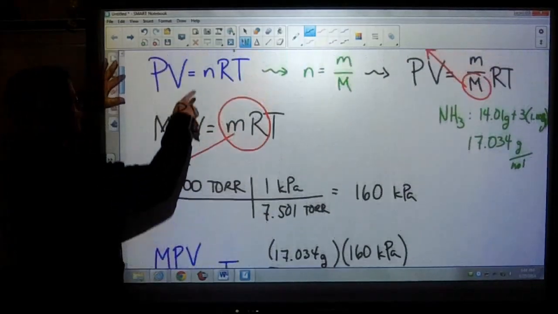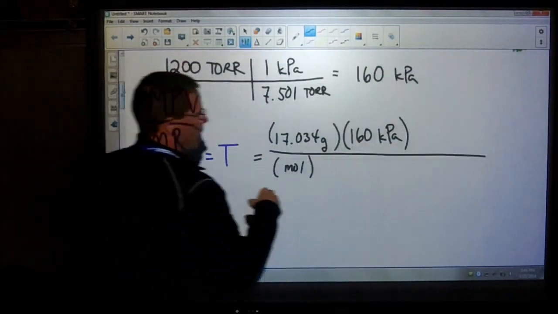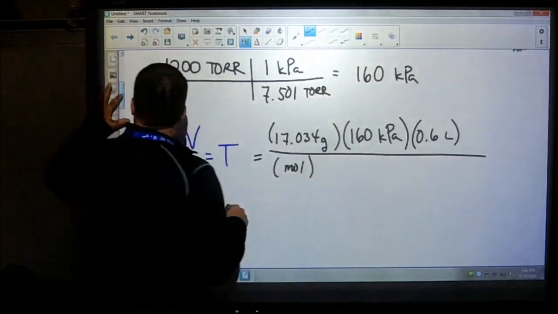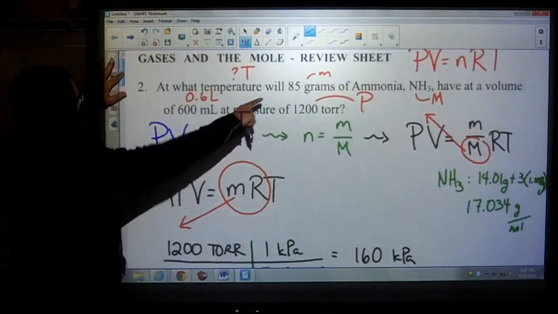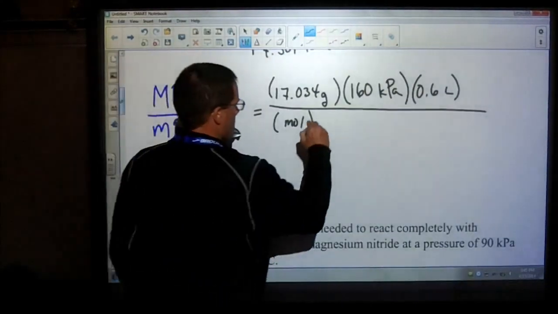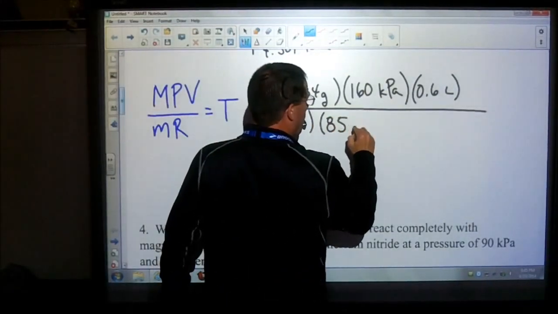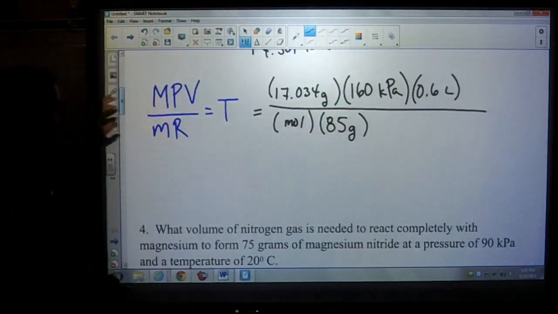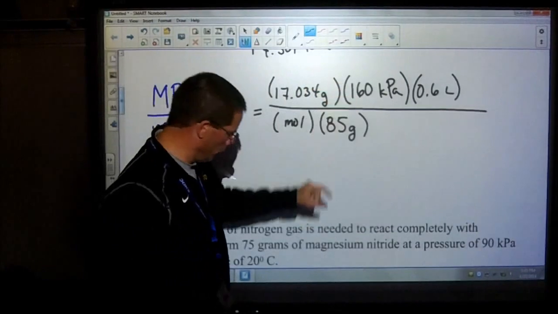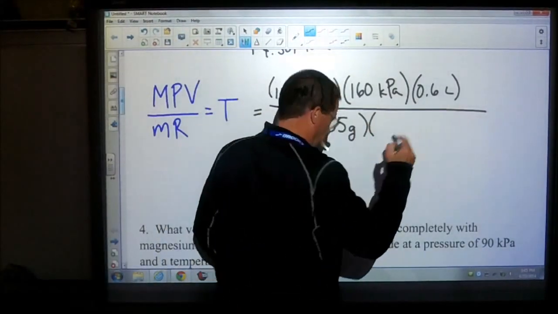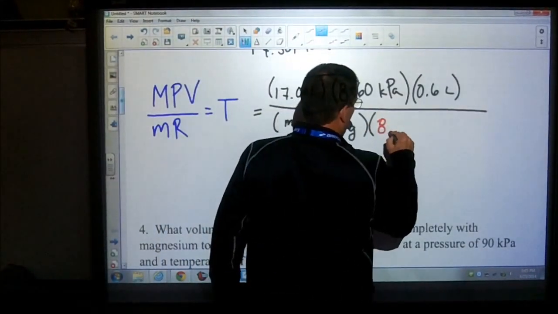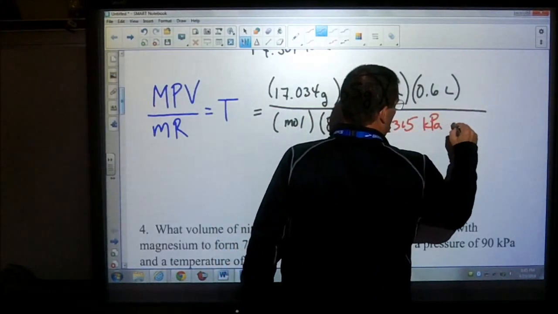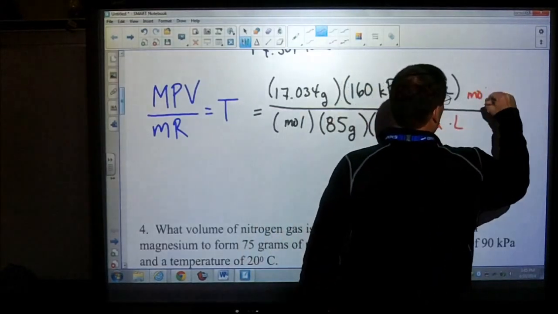The volume we said was 0.6 liters. The mass for this sample is 85 grams. And again, that's not molar mass, that's just mass, so it's just grams. And then the R value that we're going to use, in this case, we'll use the kilopascal one, which is 8.315 kPa·L/(mol·K).